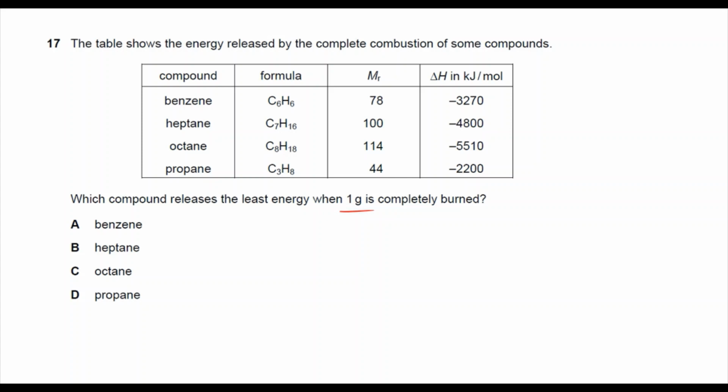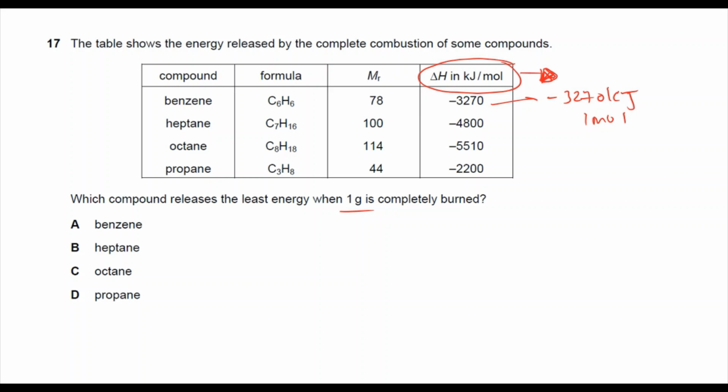A good way to do this, and remember the moles will vary this time. Why? Because moles is mass over Mr. Although we're talking about 1 gram for each, the Mr for each of them is different, so each of them will give a different number of moles. And remember that the delta H over here is given in kJ per mole. This means that minus 3270 kilojoules of energy is released when 1 mole of benzene is burned.